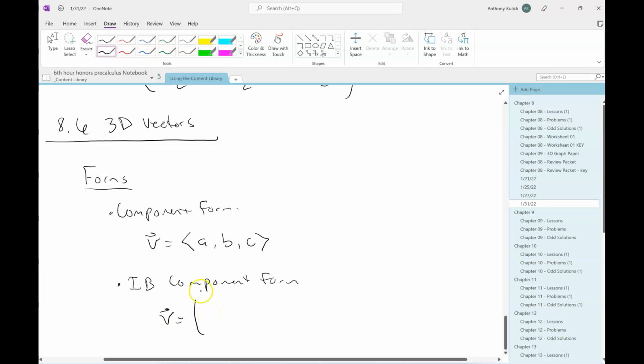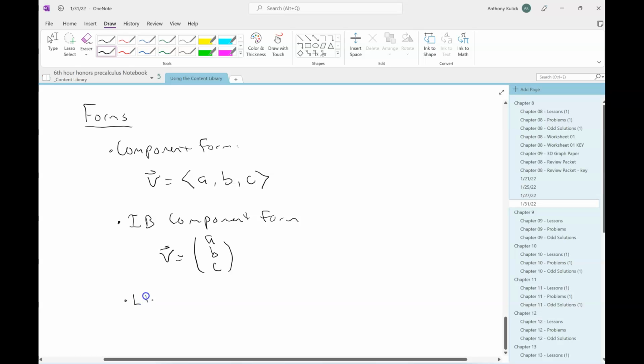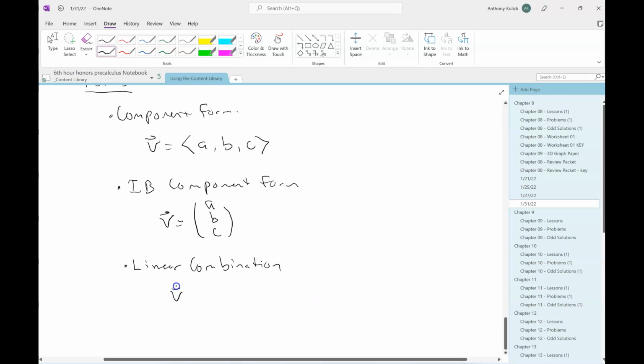In 2 dimensions, the column form was the column vector (a, b). In 3 dimensions, it's the column vector (a, b, c). In 2 dimensions, our linear combination form was like ai plus bj. In 3 dimensions, we also then have plus ck.